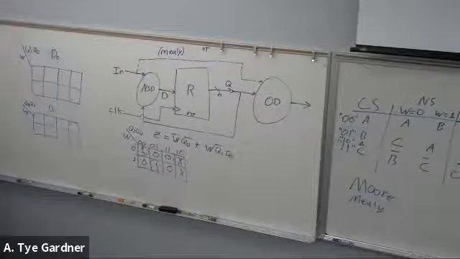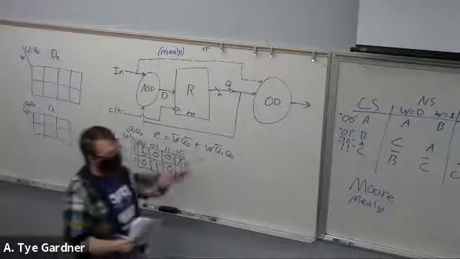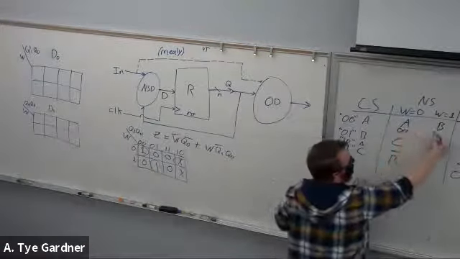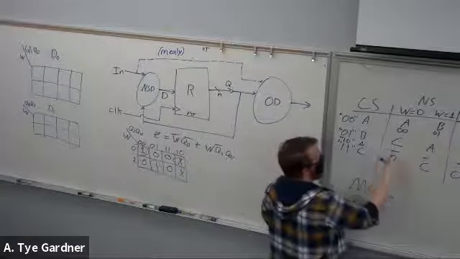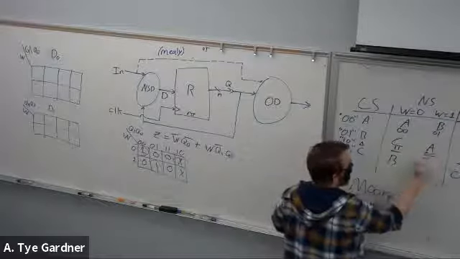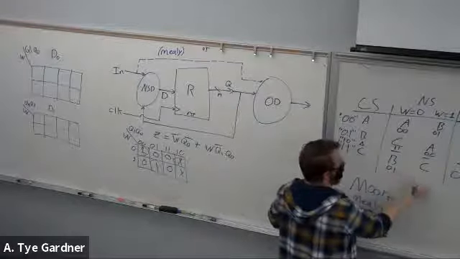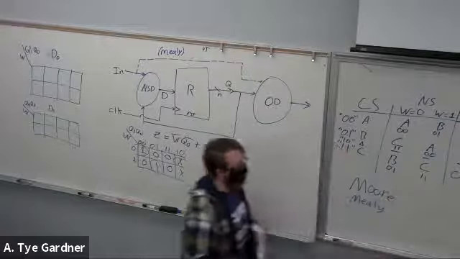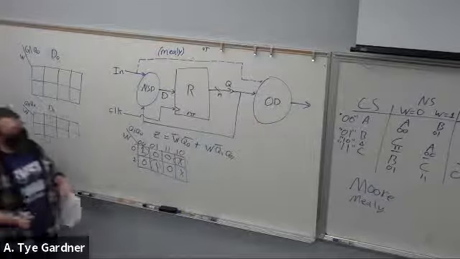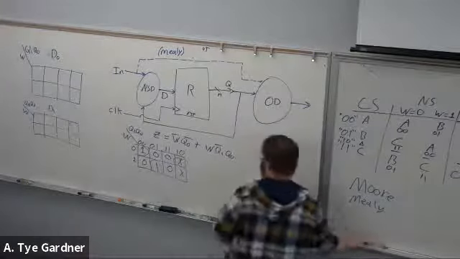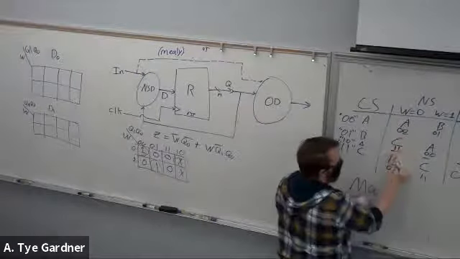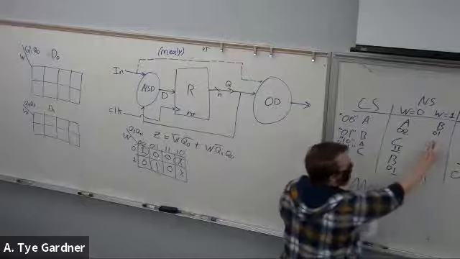Now, those 2 bits are encoded in this next state table, right? Where A is 0, 0, B is 0, 1, C is 1, 1. So those are just the state codes. And then when I start writing it, I only care about 1 bit at a time.